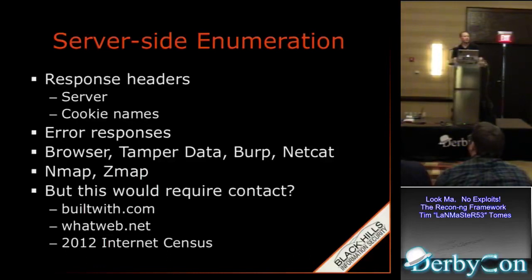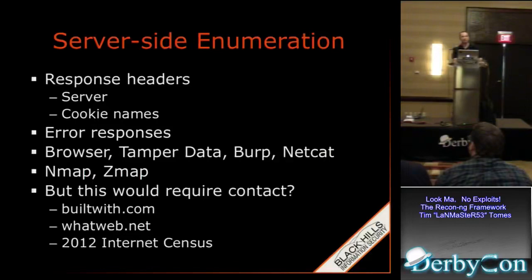So for server-side enumeration, we can use our interception proxies to analyze a lot of that data so that we can try to figure out what's happening here. We can use Nmap and Zmap to do port scanning on the remote network, using operating system enumeration and service enumeration to try to figure out what's going on. But all this is going to require some sort of direct contact, right? We said we're doing passive reconnaissance here. We don't want to make direct contact. We don't want to send any packets to the target network.